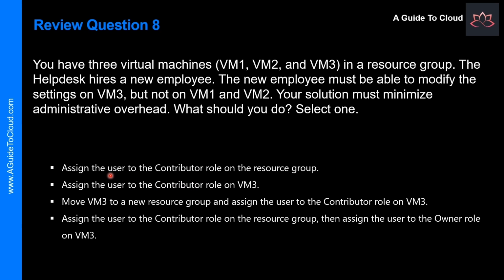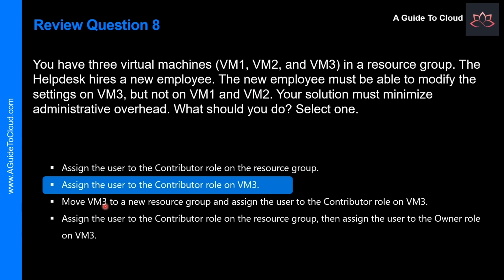So let's go and read out the statements. Assign the user to the contributor role on the resource group. Definitely not. Because if you assign somebody a contributor role on the resource group, that user will be able to modify anything within that resource group. That includes VM1 and VM2. So the next option is assign the user the contributor role on VM3. Absolutely right. So you only assign the contributor role on VM3 so that the user can modify anything on VM3, but not on VM1 and VM2. So that is the right answer.